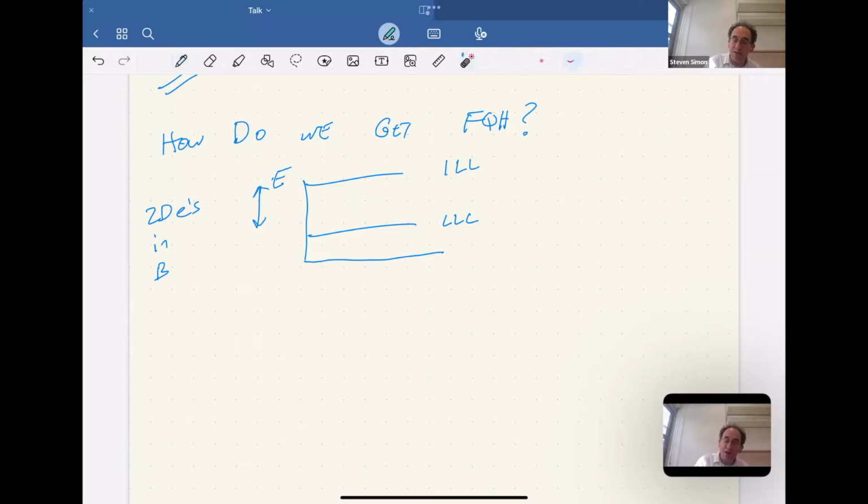Just notice that if you fill this entire Landau level here, that's the integer quantum Hall effect. And this is the energy gap between the filled ground state and the first excited state. So that's an integer quantum Hall effect. In the fractional quantum Hall effect, we've only filled the lowest Landau level part way. Let's focus on the so-called nu equals 1/3 fractional quantum Hall effect.